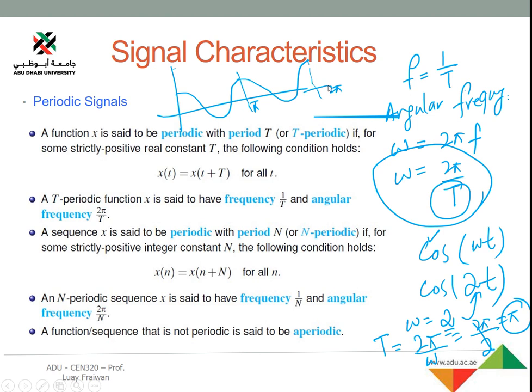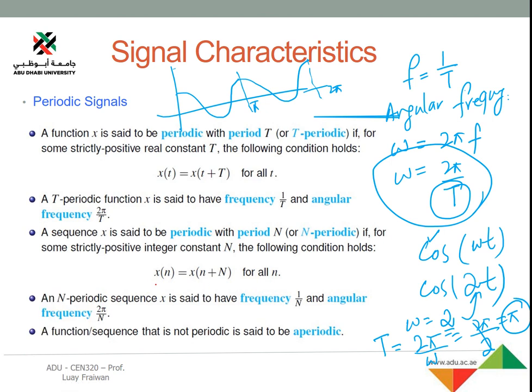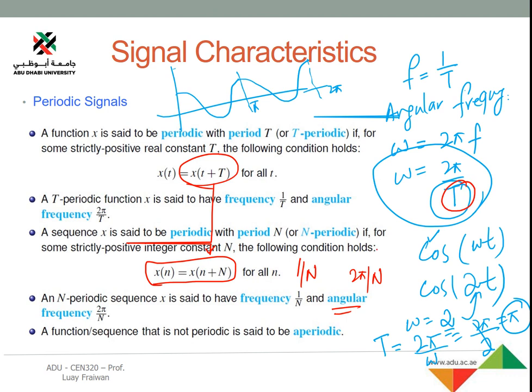This is the way to calculate the time period, and the same strategy applies if you have a sequence or discrete signal. A discrete signal will be like this one. In a similar fashion, if you want to calculate the frequency for the discrete signal, it will be 1 over N, and the angular frequency will be 2 pi over N. Here we have 2 pi over T, there we have 2 pi over N. So we can go for the same strategy.